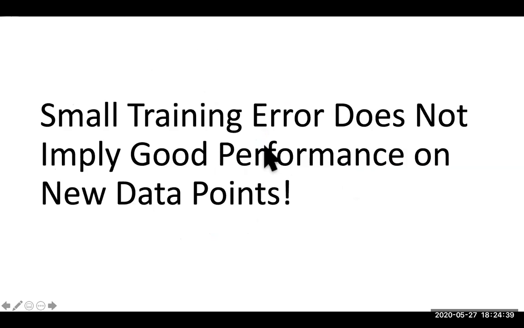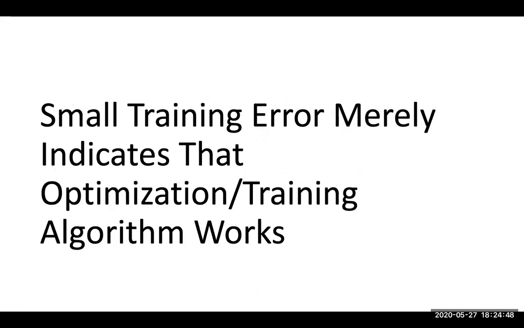Yeah, so this is one key message of this whole course. A small training error does in general not imply good performance on new data points. You must always validate your model. And we will see now how we can validate a model. A small training error just tells you nothing more in general than that you were able to use this optimization or the fit function well. So if you get a small training error, this tells you the fit function works. And this might be non-trivial.